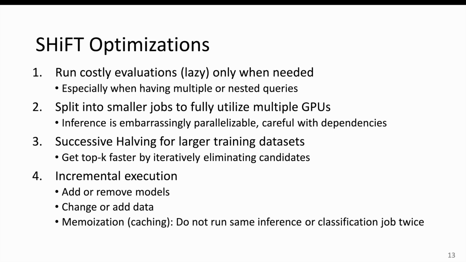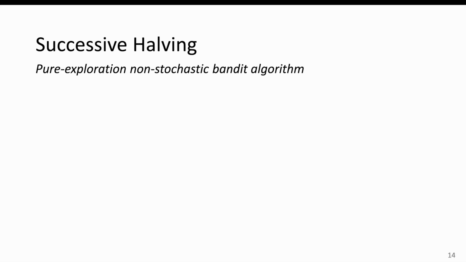And the techniques we use here are memoization. So we basically cache, and we don't need to rerun the same inference or even classification job twice, but we can reuse intermediate results for this.